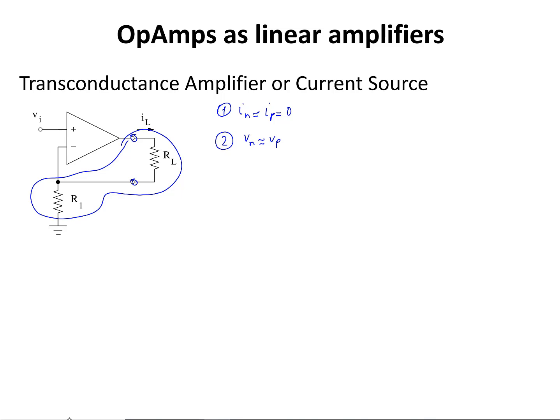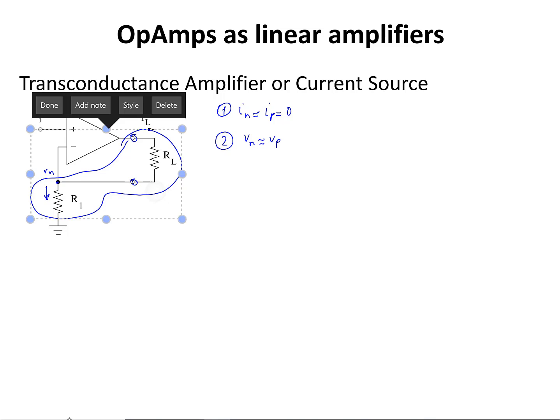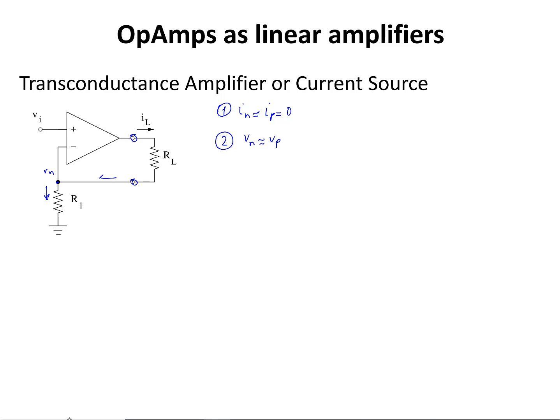Now if I write the KCL at this node Vn, the current that flows in this direction equals this IL. From there, Vn over R1 equals IL. Vn and Vi are the same, so Vi over R1 equals IL. So the load current is equal to Vi over R1, and it's not dependent on the value of load resistance or RL.